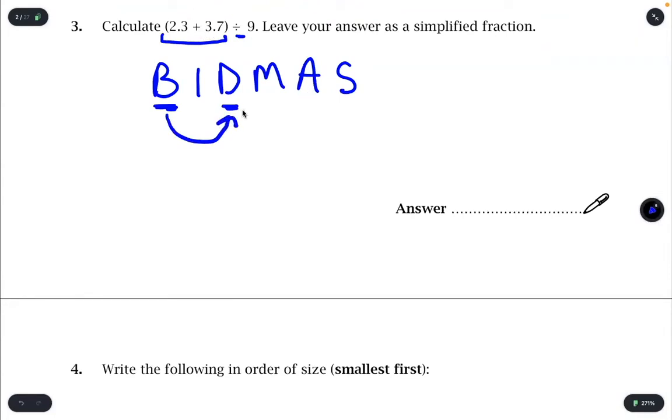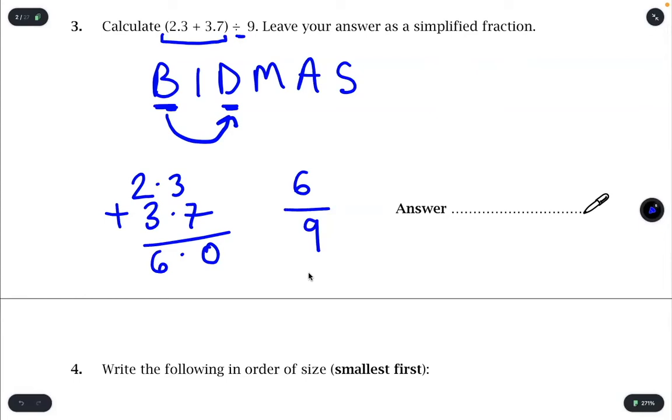So first of all, we're doing 2.3 add 3.7. 3 add 7 is 10, so 0 extra 1. 2 add 3 is 5, add 1 is 6. In other words, we're doing 6 divided by 9, which we can write as a fraction, but it asks for a simplified fraction. So 6 over 9 is a fraction not in its simplest form. We can divide the top and bottom by 3. So 6 divided by 3 gives us 2. 9 divided by 3 gives us 3. So this is therefore 2/3.